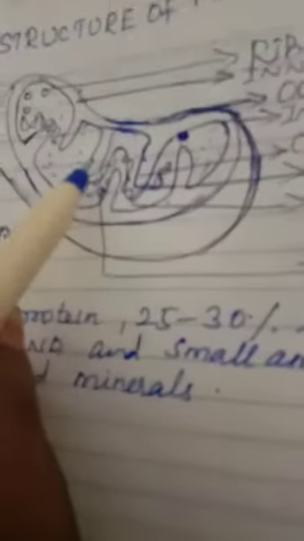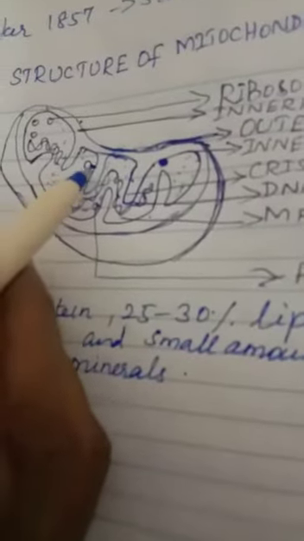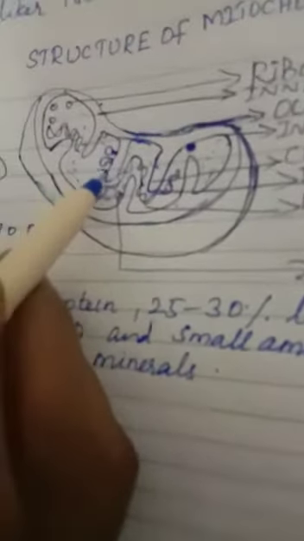Next we see the oxysomes. The inner mitochondrial membrane bears minute, regularly spaced, tennis racket shaped particles known as oxysomes. Here in the cristae, this is called oxysomes. It is an F1 particle. F1 particles are involved in protein synthesis.